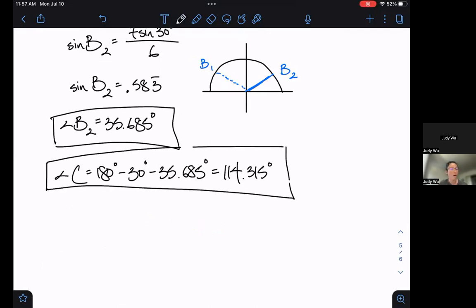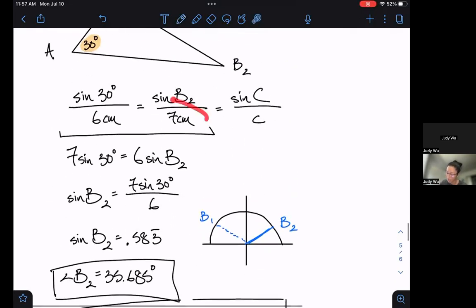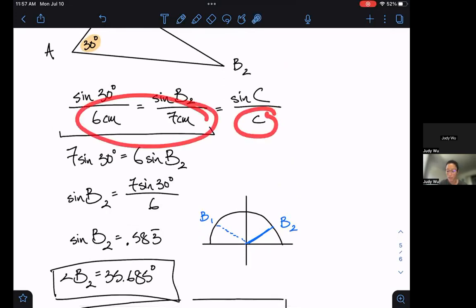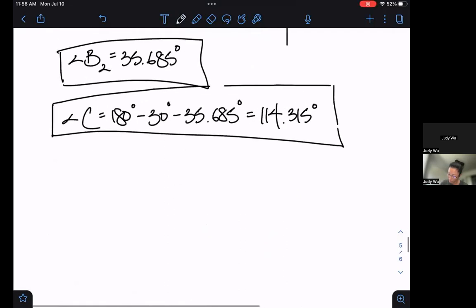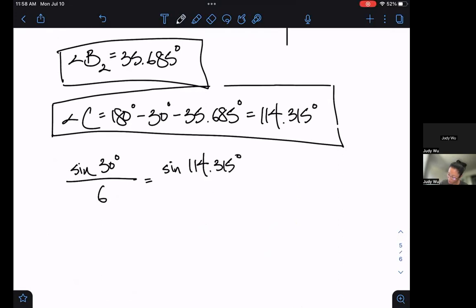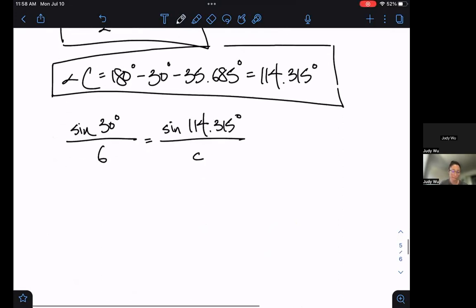Okay, so we've got all three angles now. Now we have two of the three sides. We need to find the third side, right? We have A and B. We need to find little c. So I'm going to be safe. I'm going to take the given information we have, and I'm going to set that equal to the c fraction so that I can find little c, okay? So sine 30 degrees over 6 is going to equal sine of 114.315 over little c, all right?